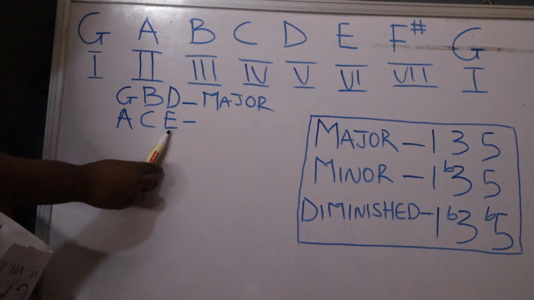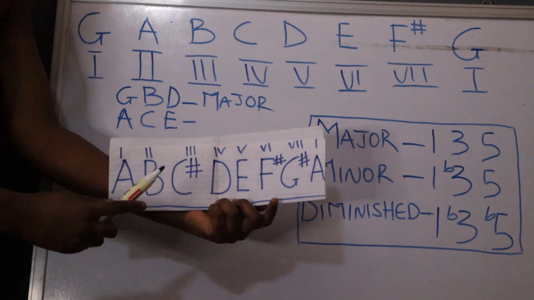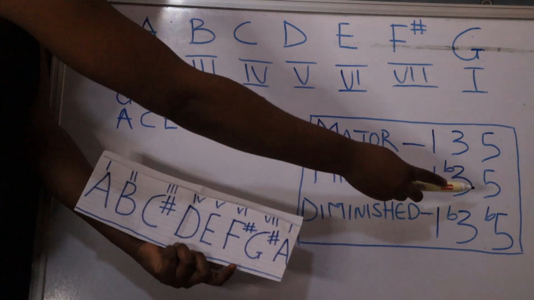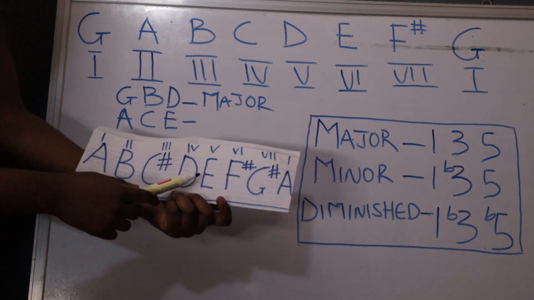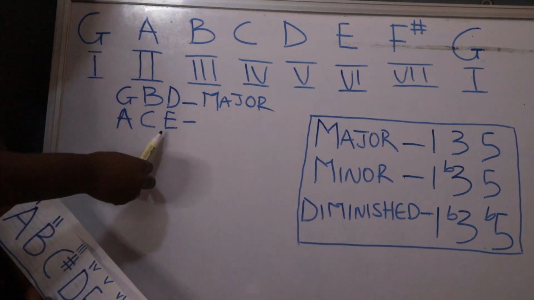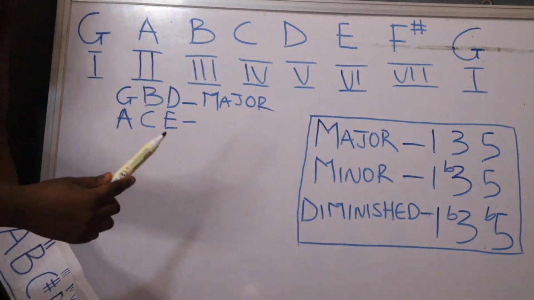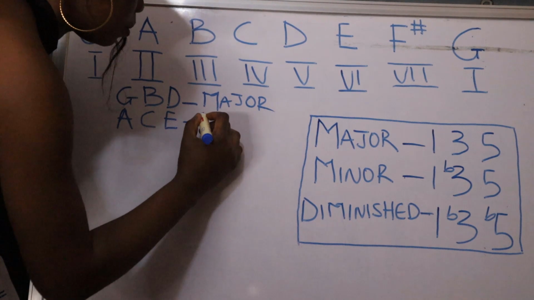Now, is there an E in the A major scale? Looking at the A major scale, yes, there is an E. So we know that the fifth is not flattened or sharped or anything. The E is our fifth. So now we know that this chord is a minor chord, because it fits the formula: 1, flat 3, and 5. So we know that this is a minor.